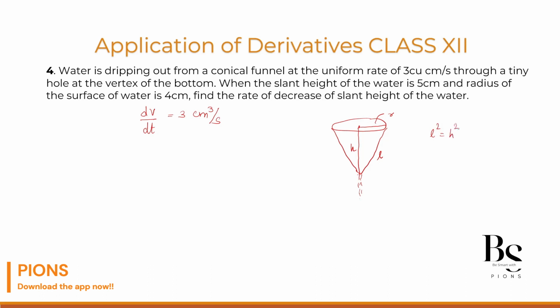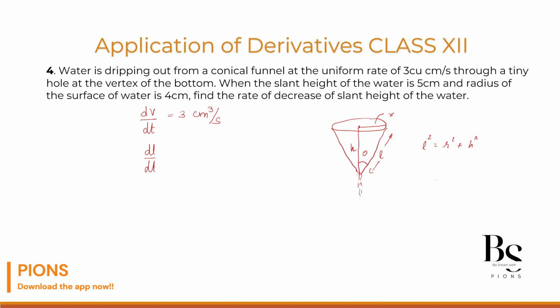L square is always equal to h square plus r square. That we know because of Pythagoras theorem, right? Because r and h are perpendicular, and at any instant l will be the hypotenuse, correct? Now the semi-vertical angle, which is here, let's take this angle as theta, because at each and every place theta remains constant. The angle is fixed for a cone, right?